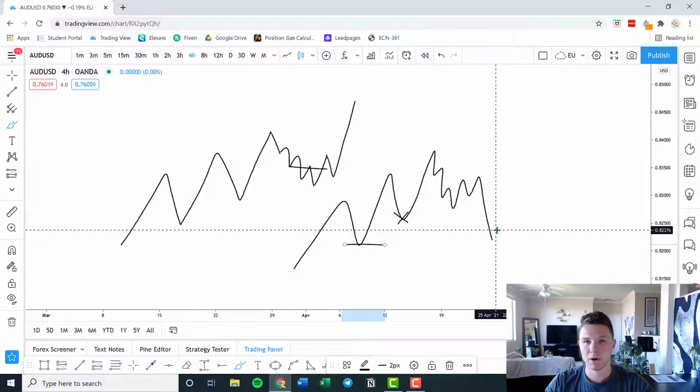And my key is I wanna be consistent, right? I wanna be able to take every trade that sets up like this, because I need consistent results basically to get good data.